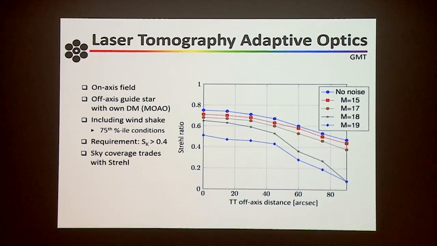The laser tomography adaptive optics is an on-axis field, an off-axis guide star with its own deformable mirror, so effectively multi-object adaptive optics. Again, we're doing the wind shake, allowing for the 75th percentile. Our goal is to achieve a Strehl ratio in K of better than 0.4, and there's a trade-off between sky coverage and that Strehl. So here is the Strehl requirement of 0.4, and you can see the off-axis distance we can achieve at that Strehl ratio for different limiting magnitudes there.